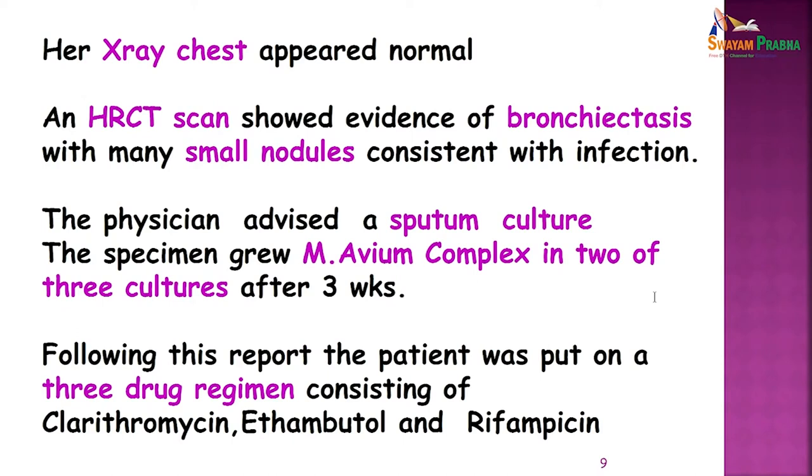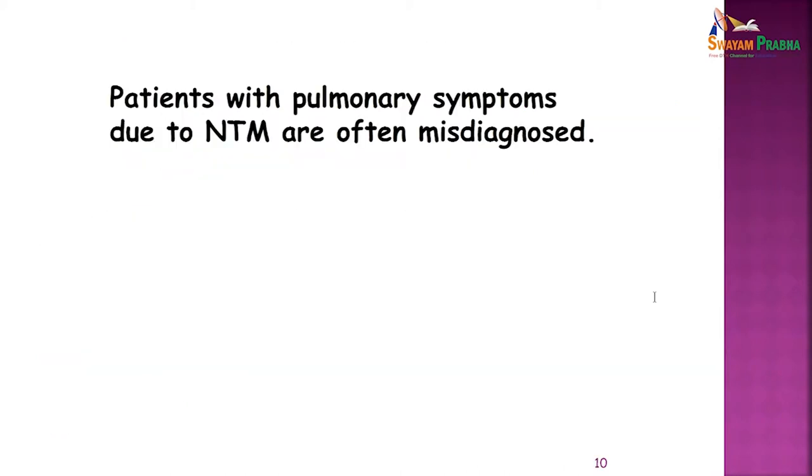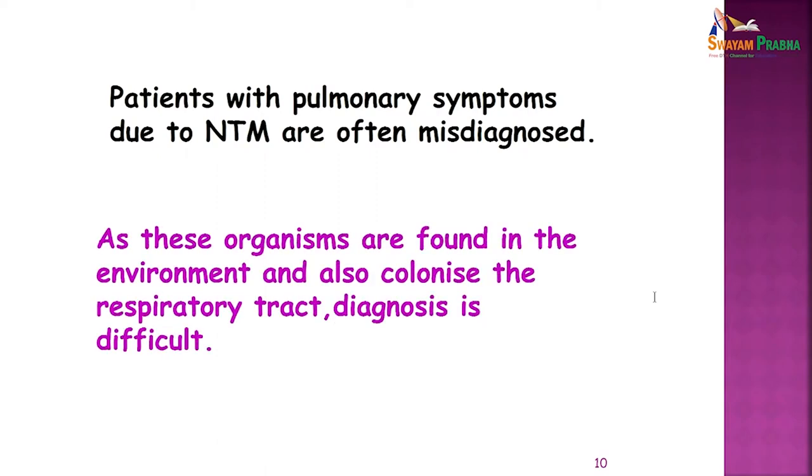Following this report, the patient was put on a 3-drug regimen consisting of clarithromycin, ethambutol and rifampicin, which were given for a long period of time, more than 6 months, and the patient responded to therapy. So patients with pulmonary symptoms due to NTM are often missed. Rather, they're misdiagnosed as having the pulmonary symptoms due to other bacterial infections and not due to NTMs. As these organisms are found in the environment and also colonize the respiratory tract, diagnosis is difficult.